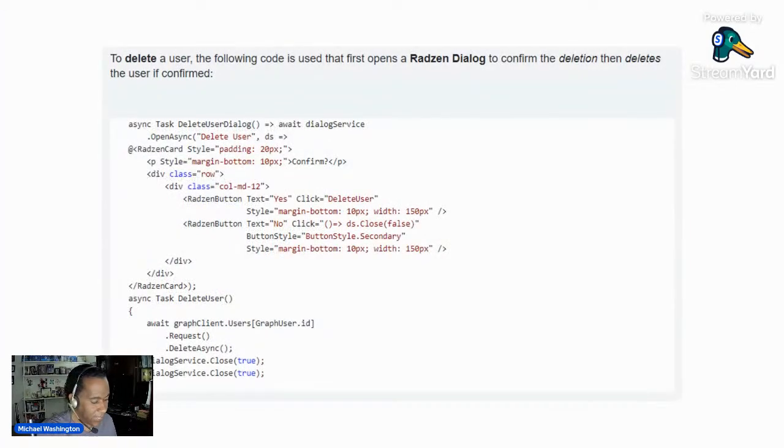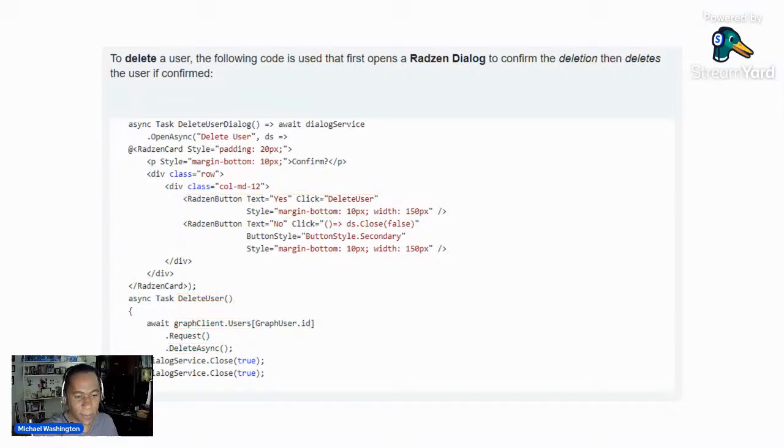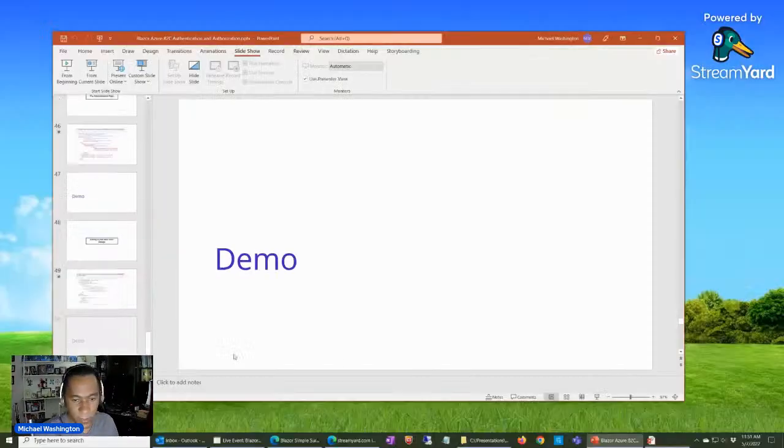For delete, I actually have a box that pops up for confirmation. The confirmation box says that if you say yes, you actually want to delete the user. Then it calls this thing here. In this case, these graph client users pass in that user's object identifier or their GUID, and then you just call delete. It's that simple. Look at that.